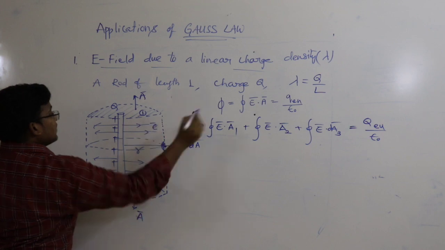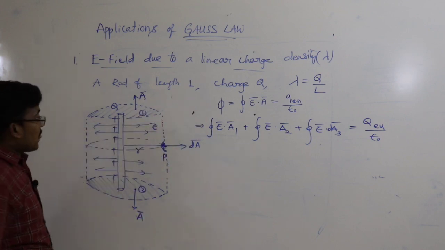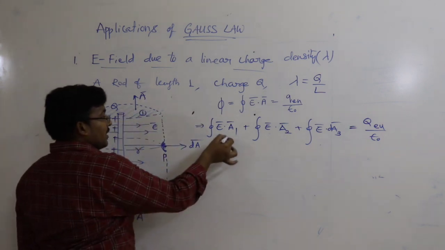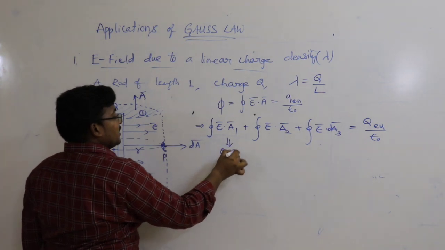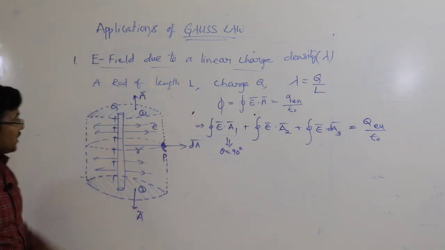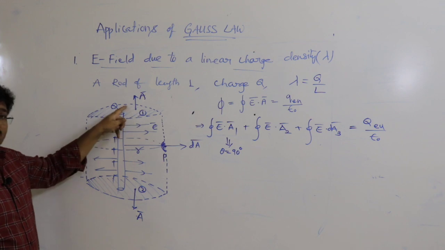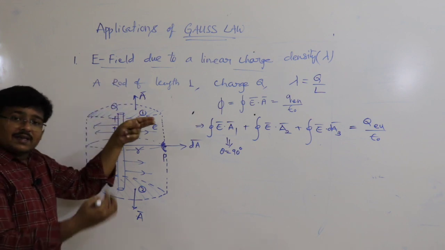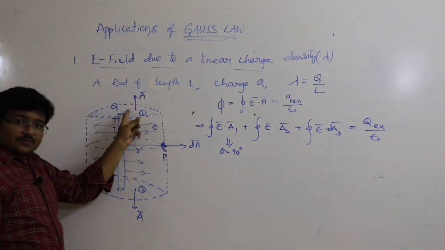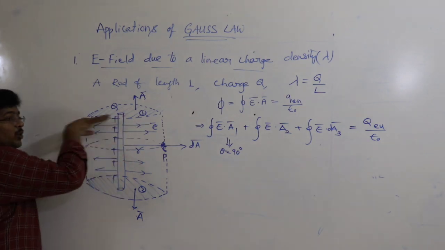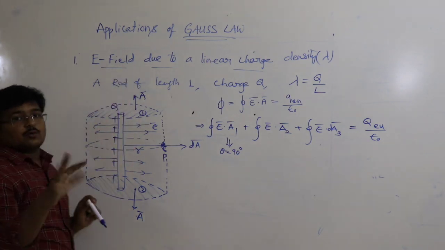So the field is E bar in this way. So what is the angle? Here theta is 90 degrees between this area vector and the field. So is there any flux going through the surface? No, because the field is going like this, not like this. So there is no flux.